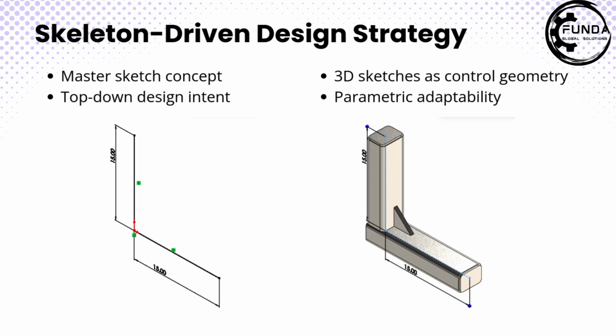Professional weldments always start with a skeleton-driven design strategy. Instead of modeling solids first, we begin with simple line sketches that represent the shape of the structure. This sketch is called the skeleton or the master sketch. Structural members are then applied along these lines. Because the sketch and the solid geometry are separated, the entire weldment becomes fully parametric. If the sketch changes, the whole structure updates automatically. This is the key to stable professional models.